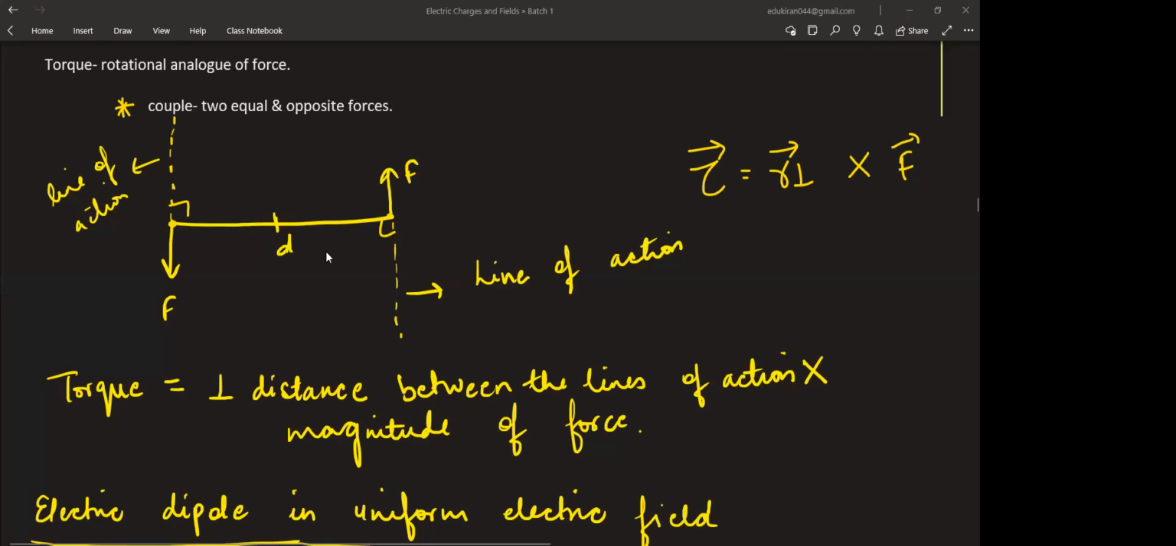R is the separation, the perpendicular separation from the axis of rotation. This is R, this statement.